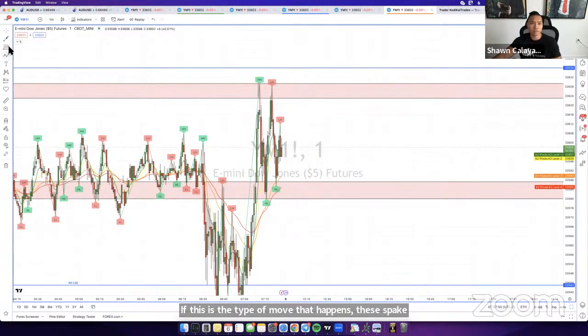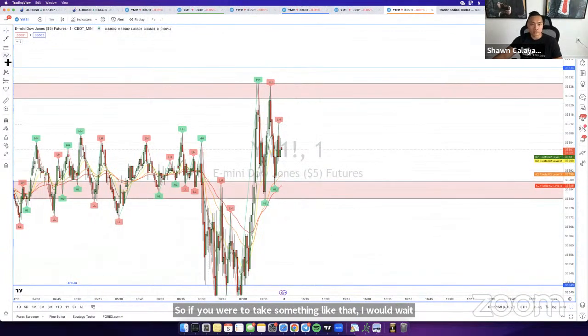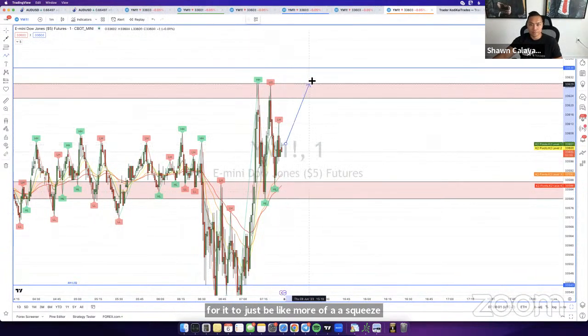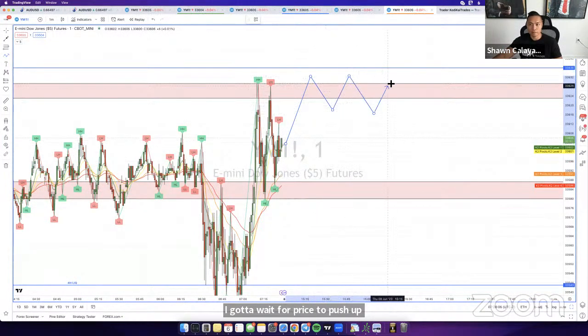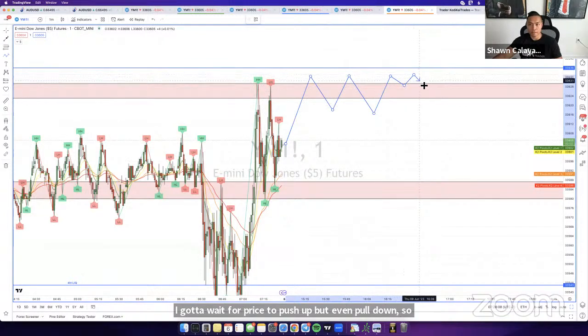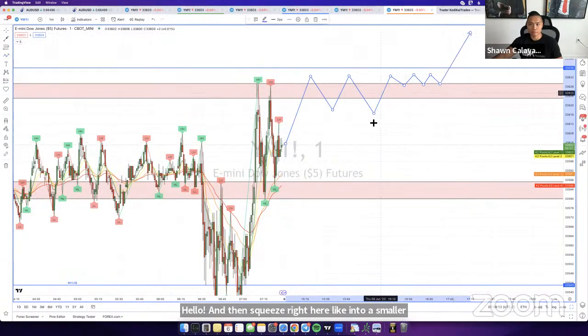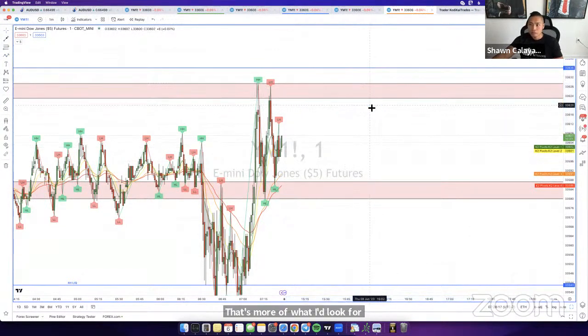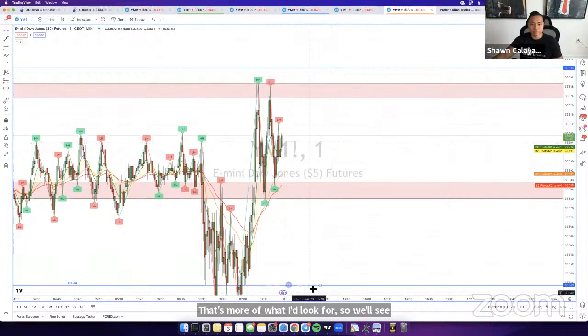So if you were to take something like that, I would wait for it to be more of a squeeze. I wait for price to push up, or you can even pull down. So we'll pull down like this, range right there, come up and then squeeze right here, into a smaller range, and then finally break through. That's more of what I'd look for. So we'll see. We've got 30 minutes till 8, so we will see what happens then.